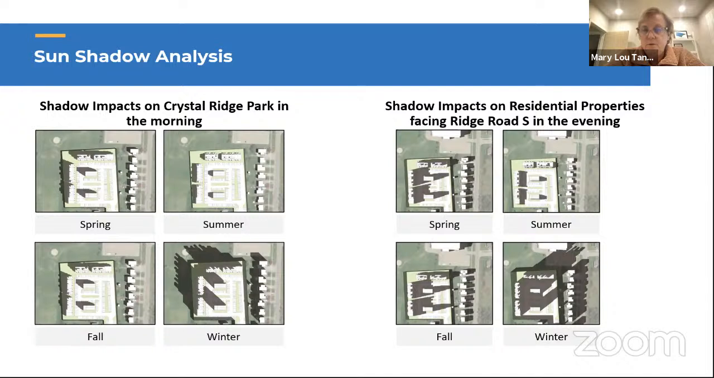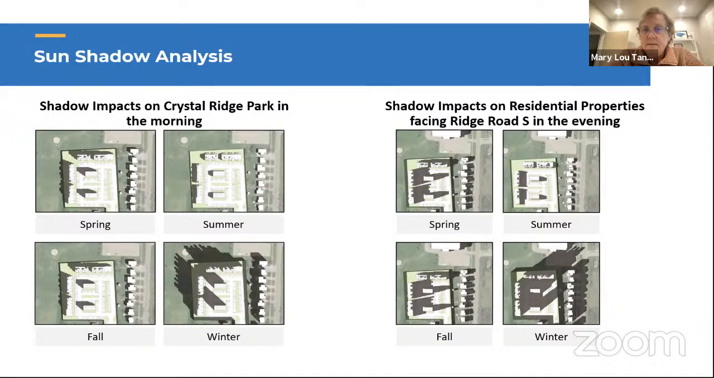From the western view, and for the winter, we looked at 4 p.m. I think the other thing it's important to note, the winter impacts are the most because the sun is the lowest in the sky, so the shadows are longer. So you can see for the properties facing Ridge Road, when we look at spring and fall, there is somewhat of a shadow impact on a couple of properties. And this shadow impact would occur if there were 3 stories or 3.5 stories.